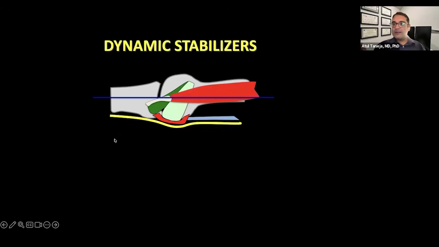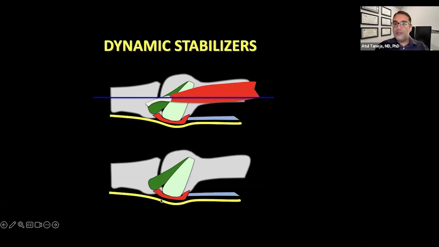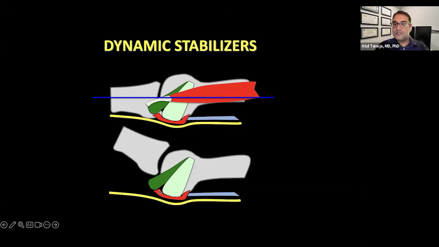And what happens when there is a plantar plate tear? So this is a normal MTP, with all the static and dynamic stabilizers that I just mentioned. What happens when there is a tear? So in this case, we see a tear, and automatically the proximal phalanx goes subluxated dorsally.